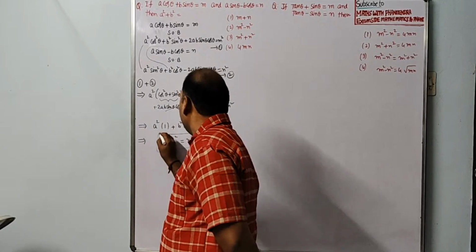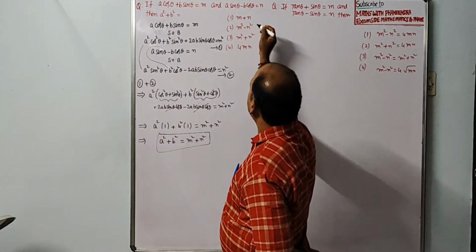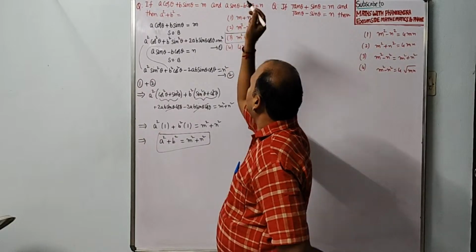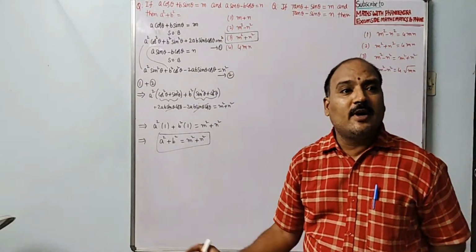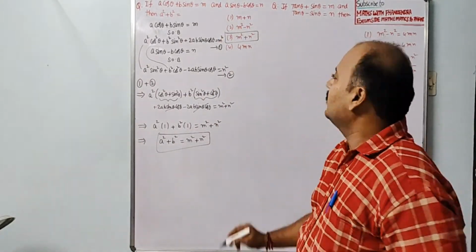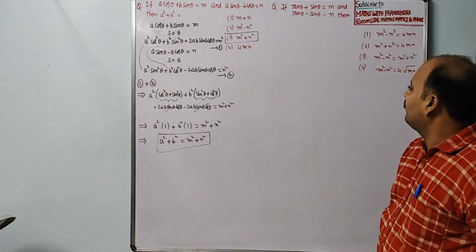They are asking to find a square plus b square, you know. So our answer is third option here, students, m square plus n square. I hope you understand. We'll move on to another question.